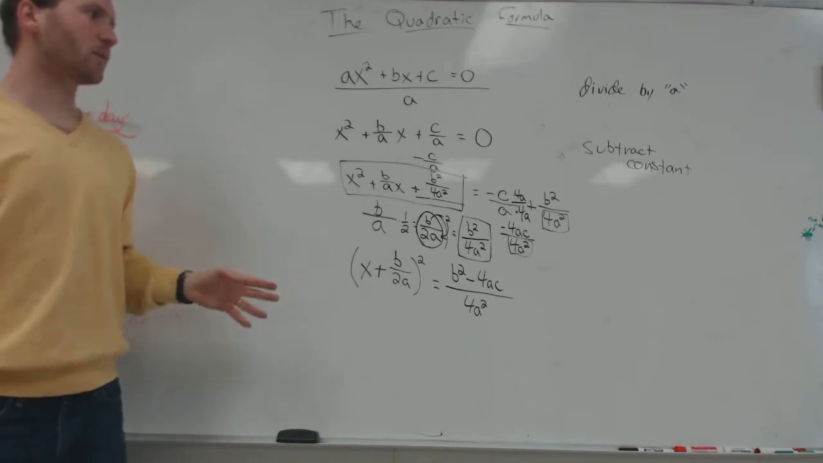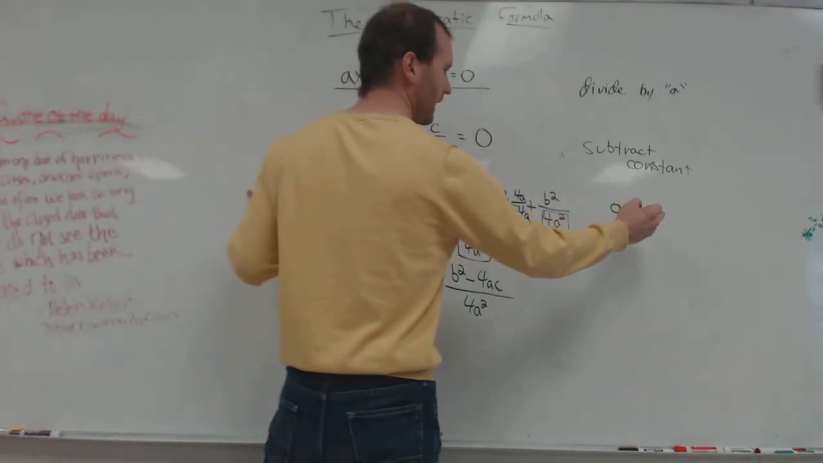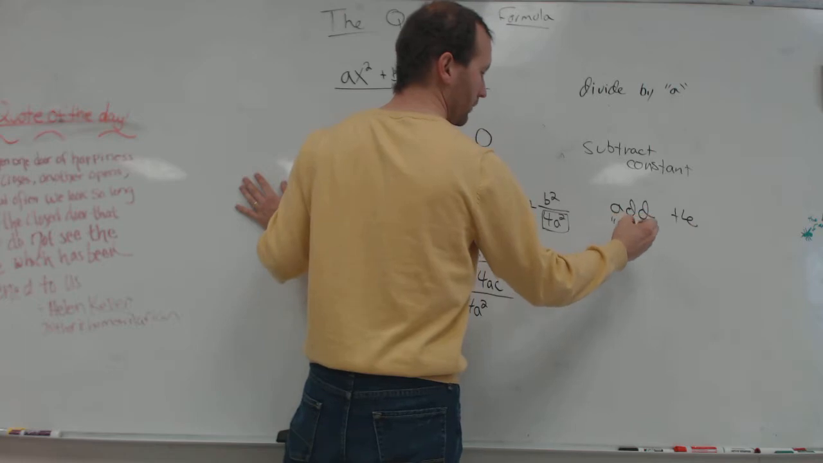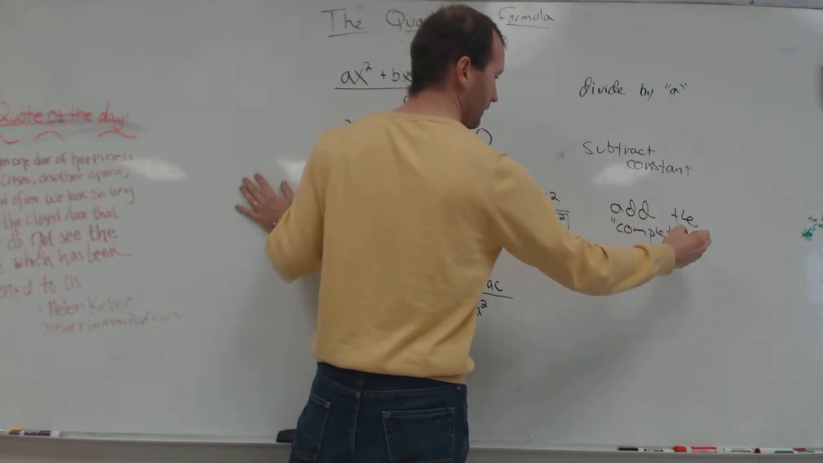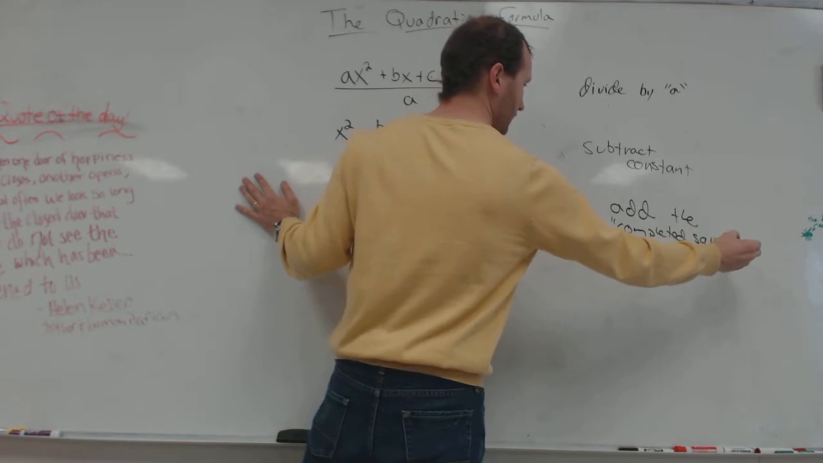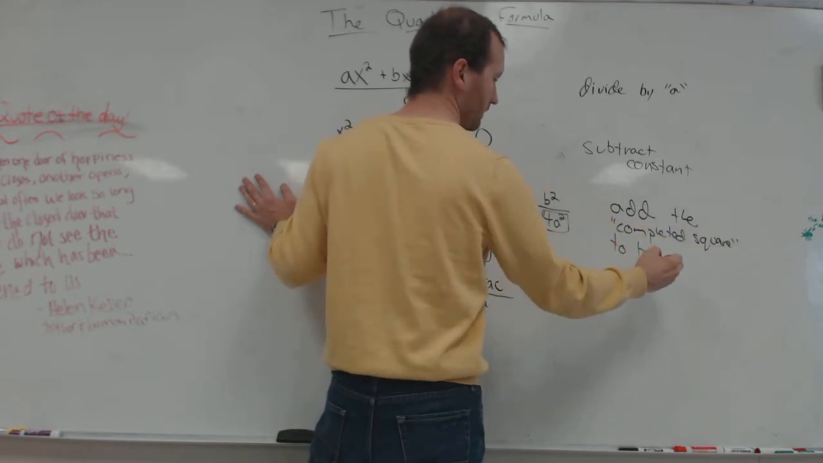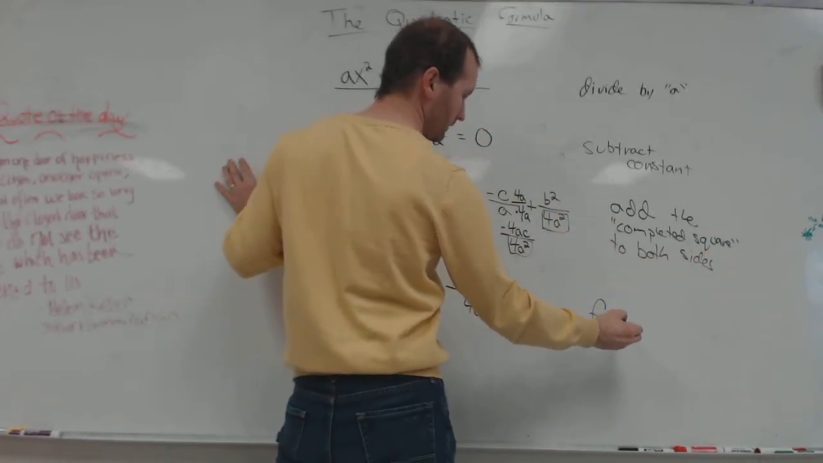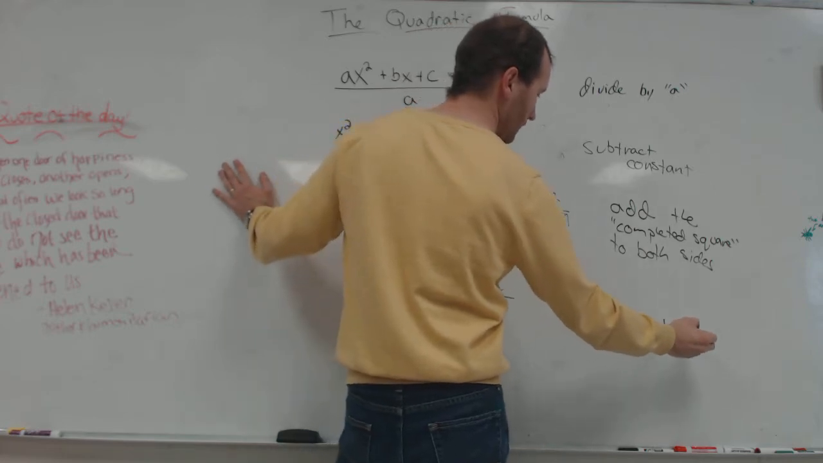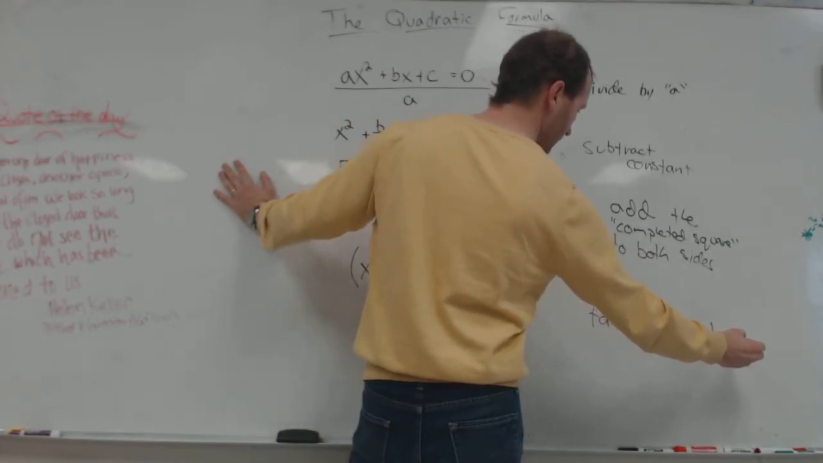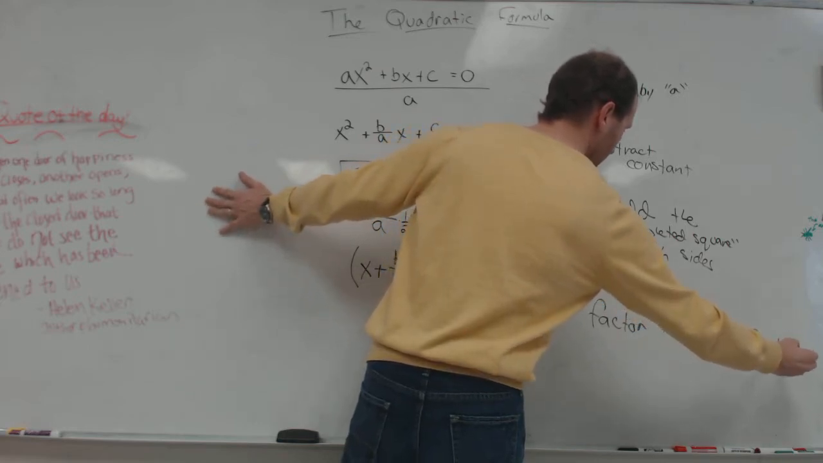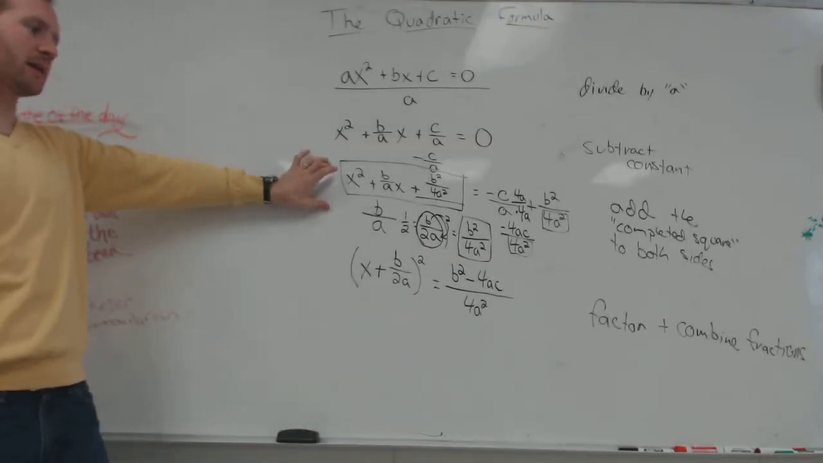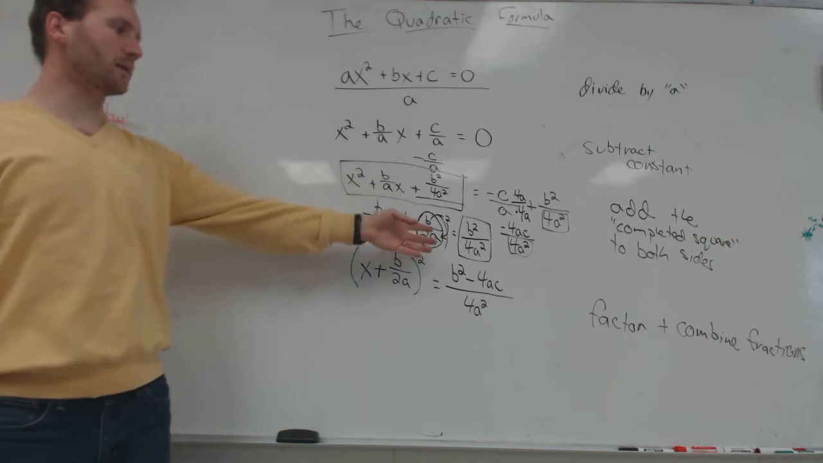So what I did in this step, I forgot to write this step. In this step we add the completed square to both sides, so we did up there. And then down here we factored and we combined our fractions. Right, so this is the step that is completing the square. We're figuring out what we need to add to both sides.